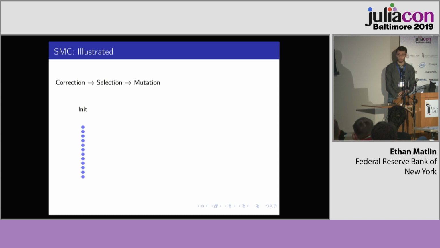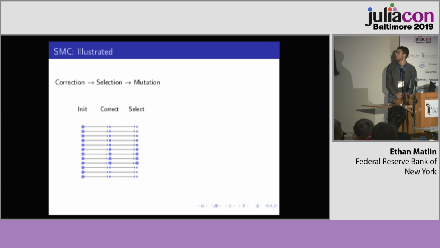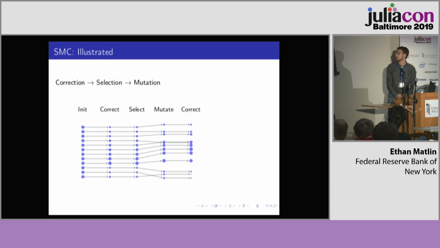So we initialize the particles, and they all have equal weights. We do a correction step where you can see that some of the particles are becoming bigger because their weights are bigger. We do a selection step, but here the algorithm has decided that there's enough particle diversity. It doesn't need to resample the particles, so we're not going to do it this time. We mutate the particles, and they move around according to a Metropolis Hastings step. We do another correction step, and now you see that the particles in the middle are getting really big. That's probably where the mass of the distribution is.